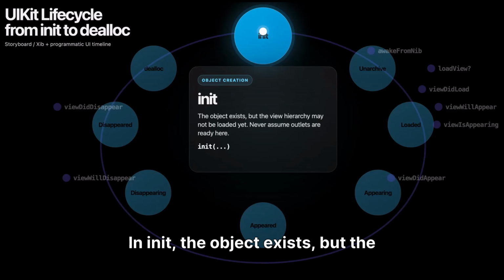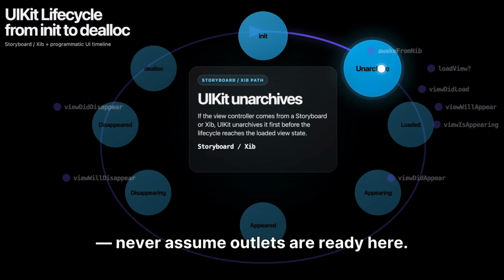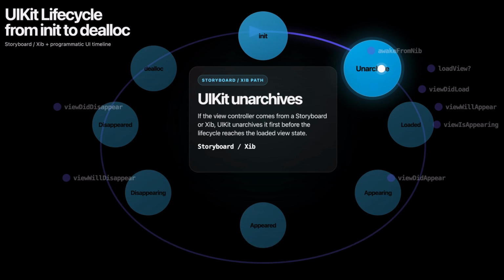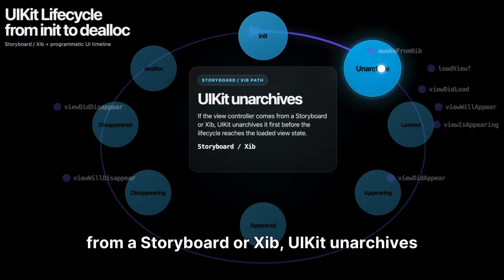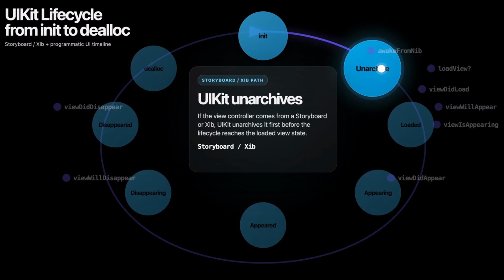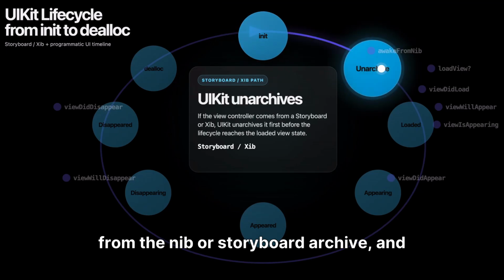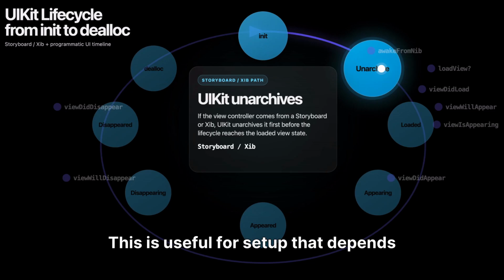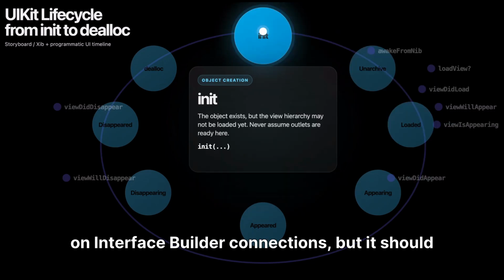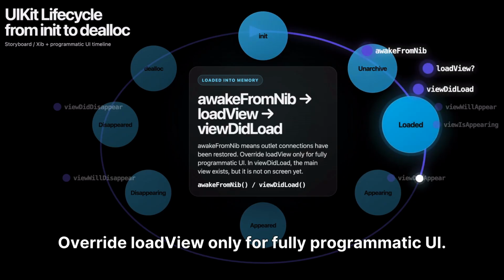In init, the object exists, but the view hierarchy may not be loaded yet. Never assume outlets are ready here. If the view or view controller comes from a storyboard or xib, UIKit unarchives it first. Then awakeFromNib is called. AwakeFromNib means the object has been loaded from the nib or storyboard archive, and its outlet connections have been restored. This is useful for setup that depends on Interface Builder connections, but it should still stay lightweight. Override loadView only for fully programmatic UI.